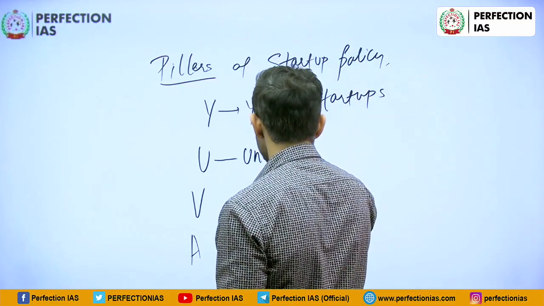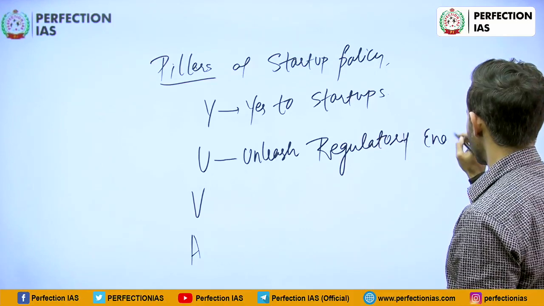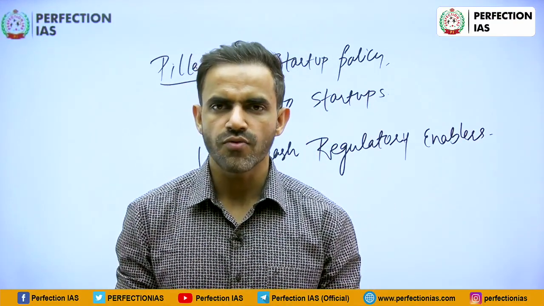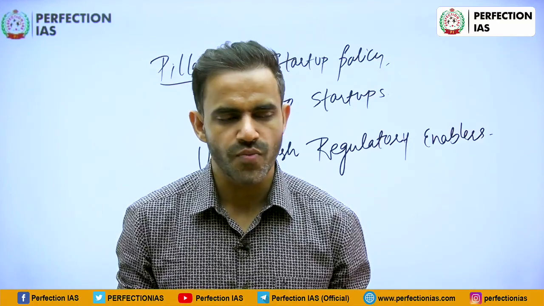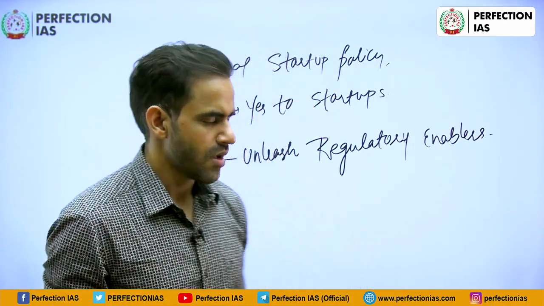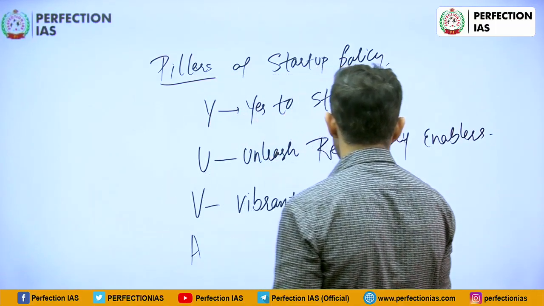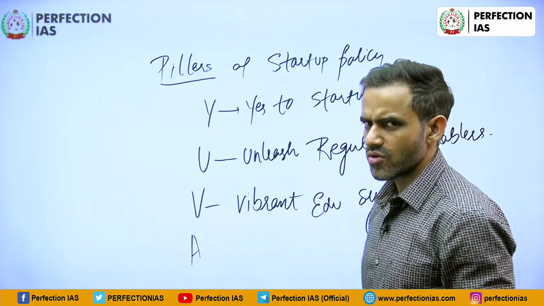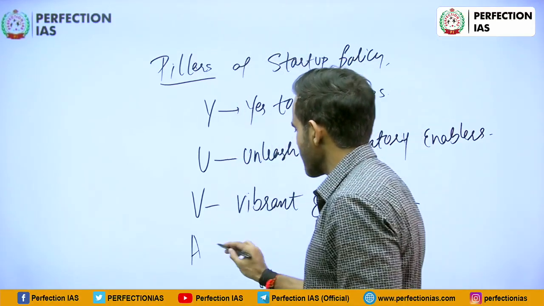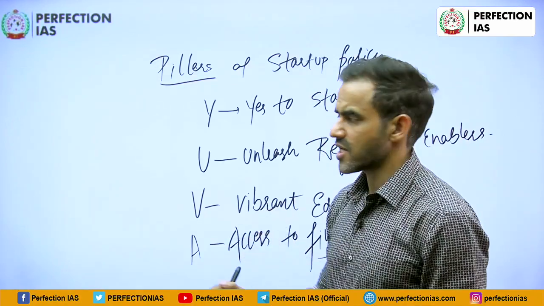U stands for Unleash Regulatory Enabler. It means the government will facilitate the overall growth of startups by providing necessary regulatory support in order to boost the growth. So the government will act as a facilitator rather than a regulator. Third is V, that is Vibrant Education System. That means the government is focusing on a modern education system in order to ensure better quality of human capital formation. And last is A, that is Access to Finance. So these are the pillars of startup policy.